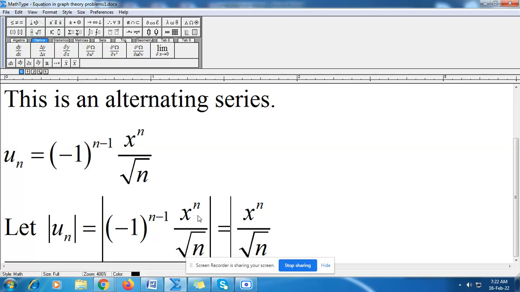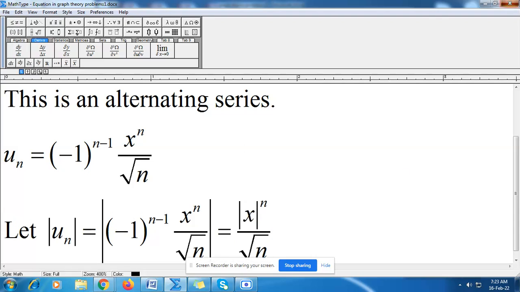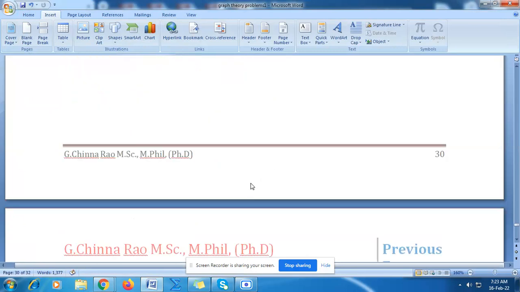(-1)^(n-1) x^n by root n. So modulus gives positive. Minus 1 whole power n minus 1 is 1, and modulus of x power n can be written as mod x power n by root n.